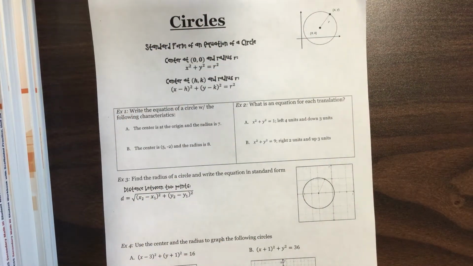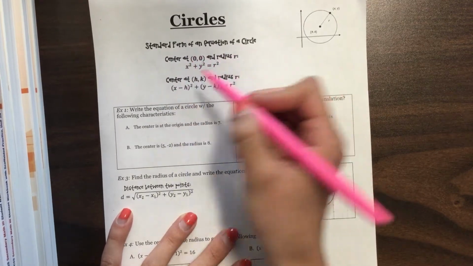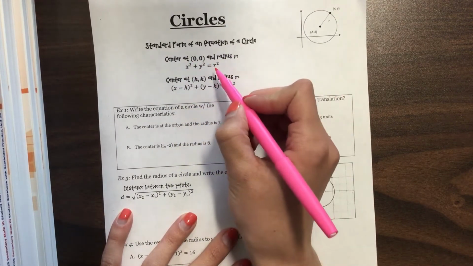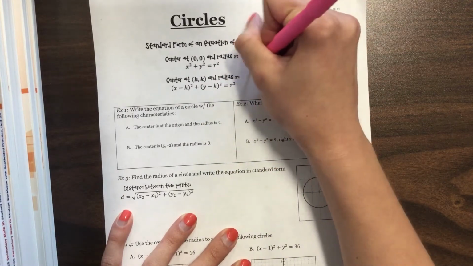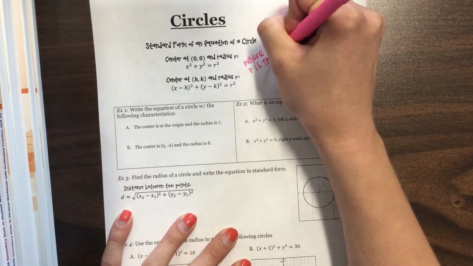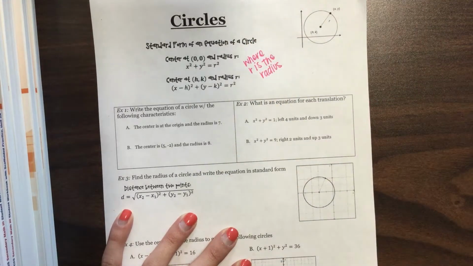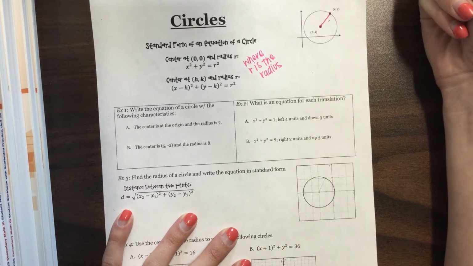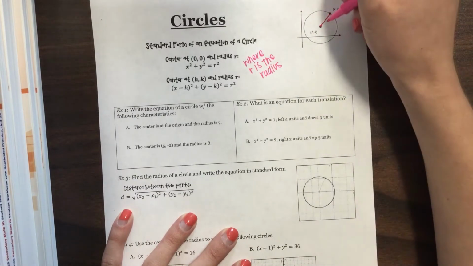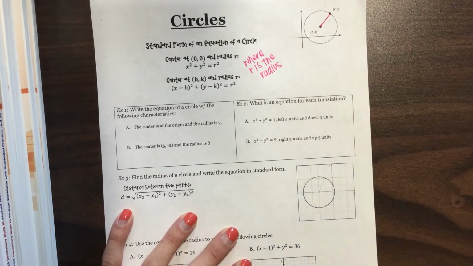But the equation for a circle, when it's at the center, is x squared plus y squared equals r squared, where r is the radius. And remember, the radius is the distance from the center of the circle to the edge. That's the radius. So all the way around is the same. That radius is always the same.